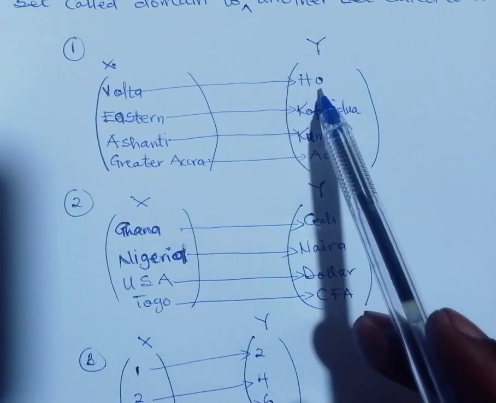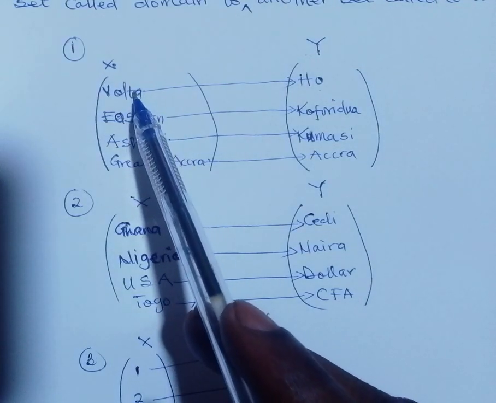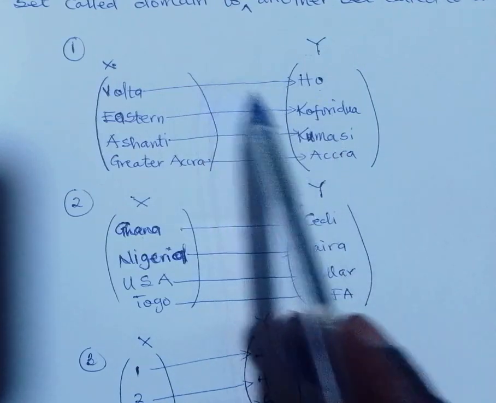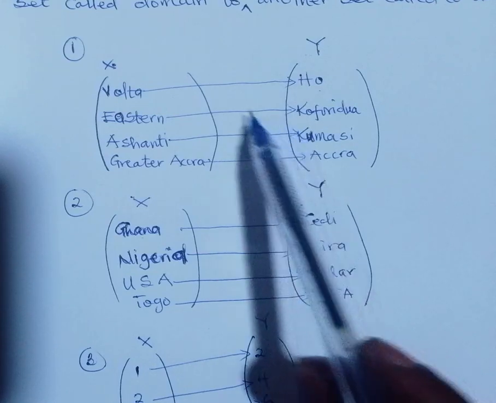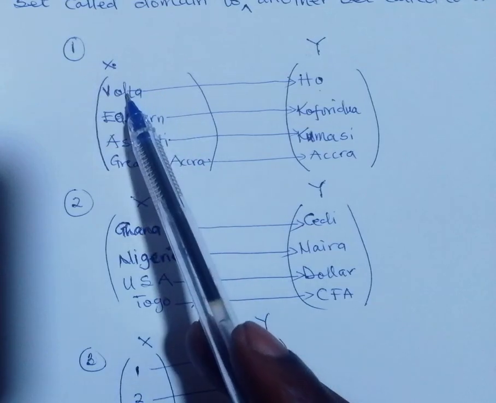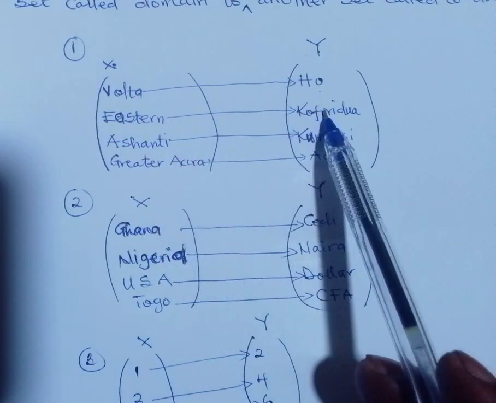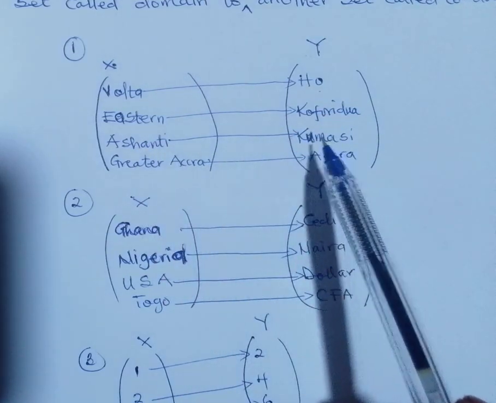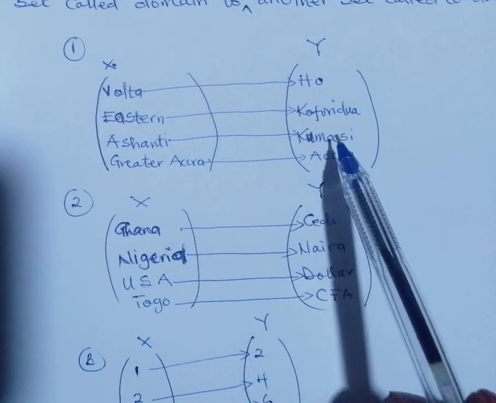Now let's look at set Y. What do you see? You will see that there's an arrow from an element in X to what? An element in Y. Each of them has their own corresponding element. Good. So what can you say about this? You have Volta matching to Ho, Eastern matching to Koforidua, Ashanti region matching to Kumasi, and then Greater Accra matching to Accra.